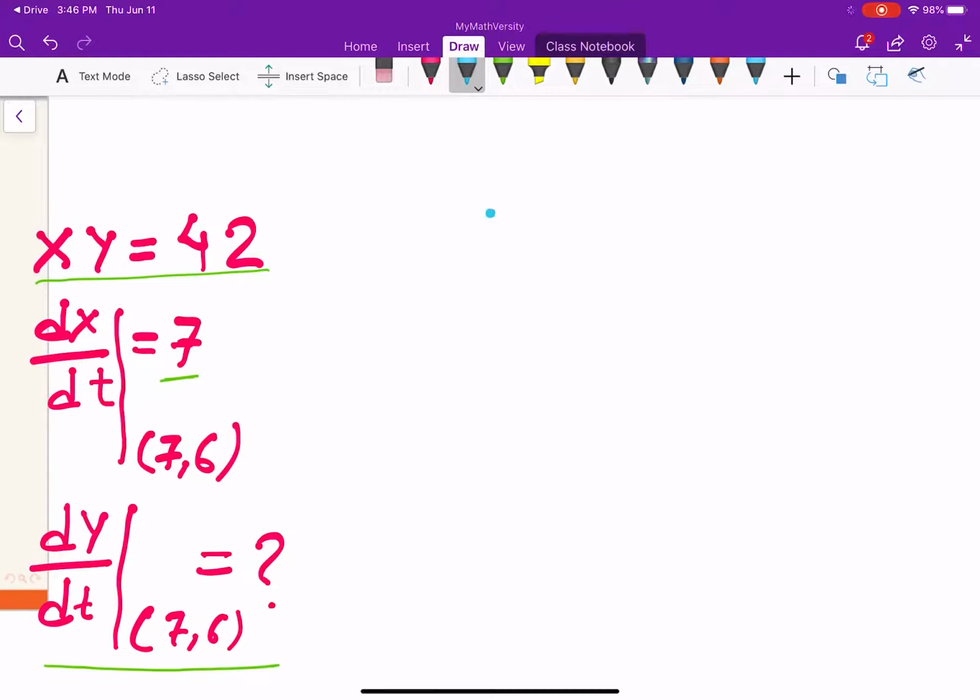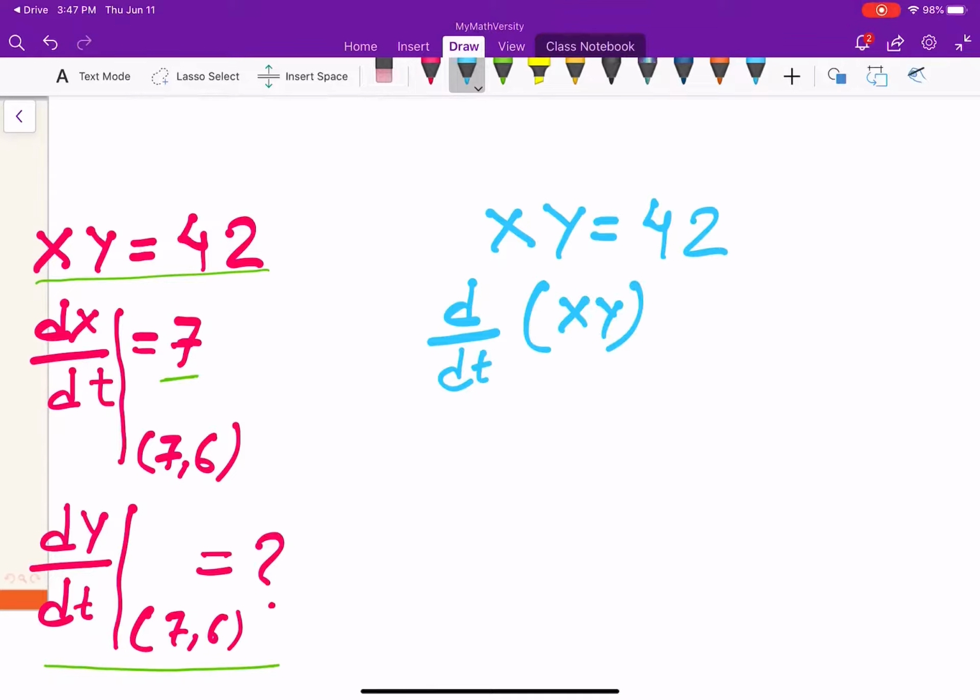All right, so we have x times y equal to 42. This is a relationship between the variables. So how do we find the relationship between the rates of change? We need to differentiate with respect to t, because the point is moving, so x and y depend on time, right? So let's differentiate both sides with respect to t. Let's differentiate x times y with respect to t, and let's differentiate 42 with respect to t.